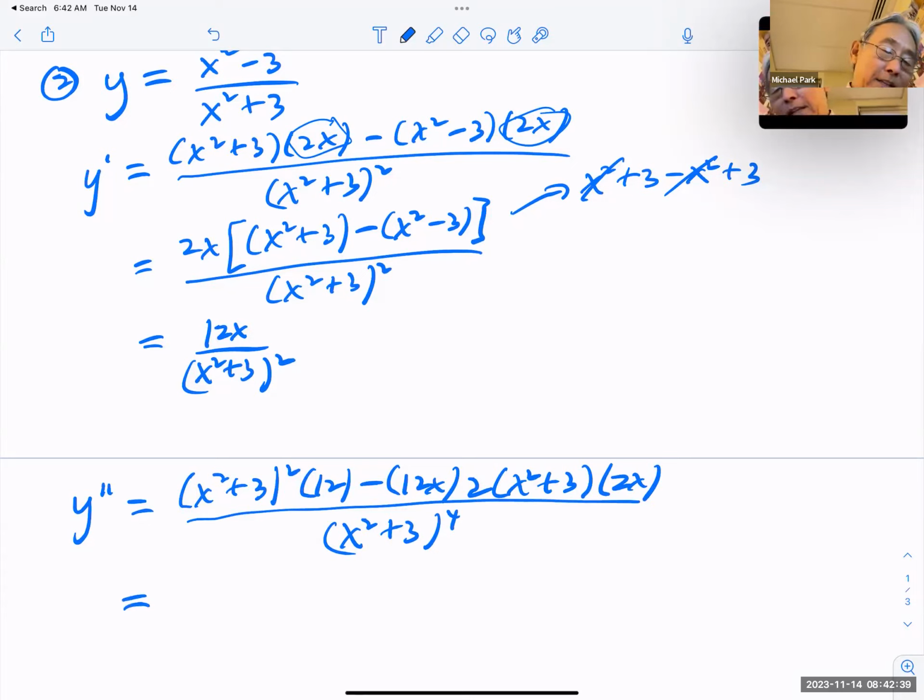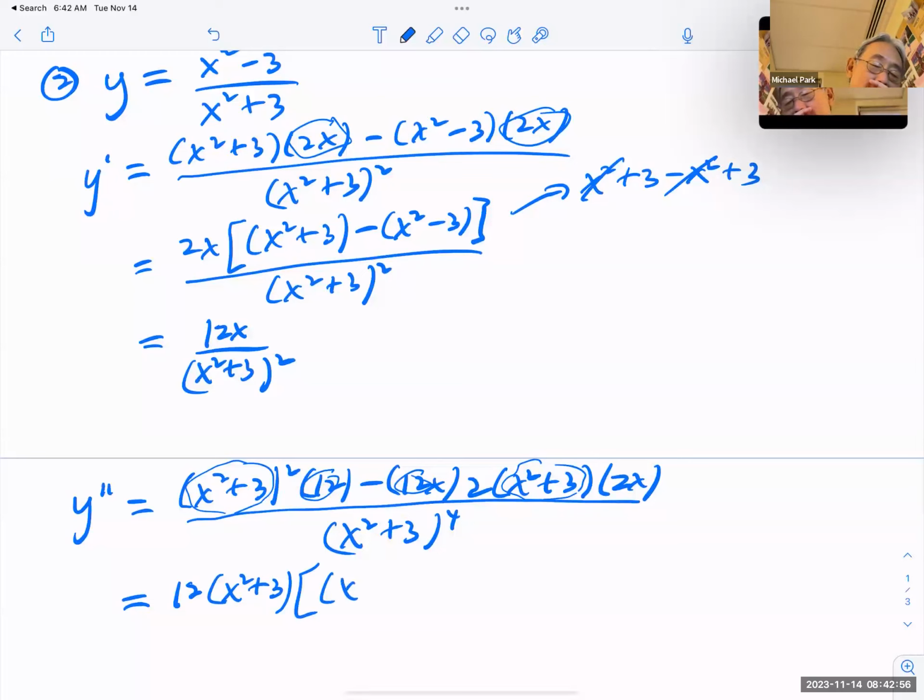Well, look, I see an x squared plus 3 here and an x squared plus 3 there. You can factor that out instead of multiplying it all out. And then I see a 12 here and a 12 there, so you can factor out a 12. Okay, so if I factor that out, what's left? x squared plus 3 minus 2 times 2x, which is 4x.